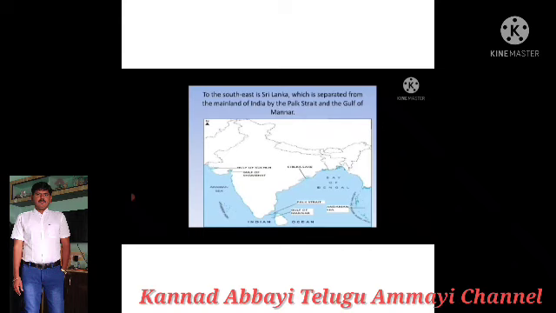To the southeast is Sri Lanka, which is separated from the mainland of India by the Palk Strait and the Gulf of Mannar. So children, you can see here between Sri Lanka and India a small line, that is the Palk Strait, and beside and below that we can see the Gulf of Mannar.